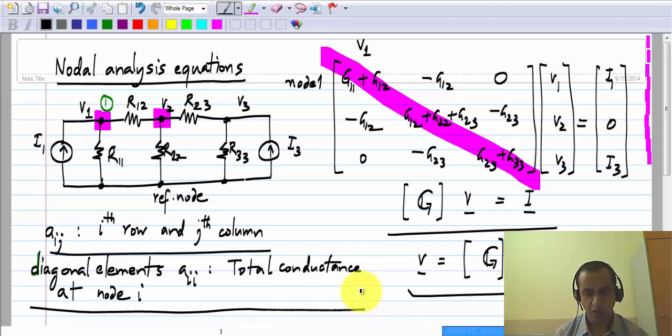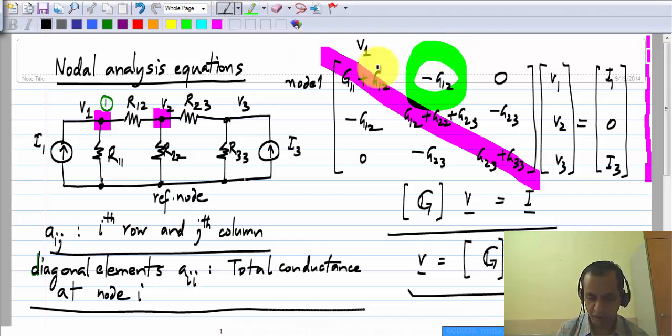Now, if you look at the off diagonal elements, this is element A12. Okay, so if you look at element A12, what is that? We have node 1 over here and node 2 over there. Okay, and we have a resistance R12 connected between them. The conductance of that is G12.